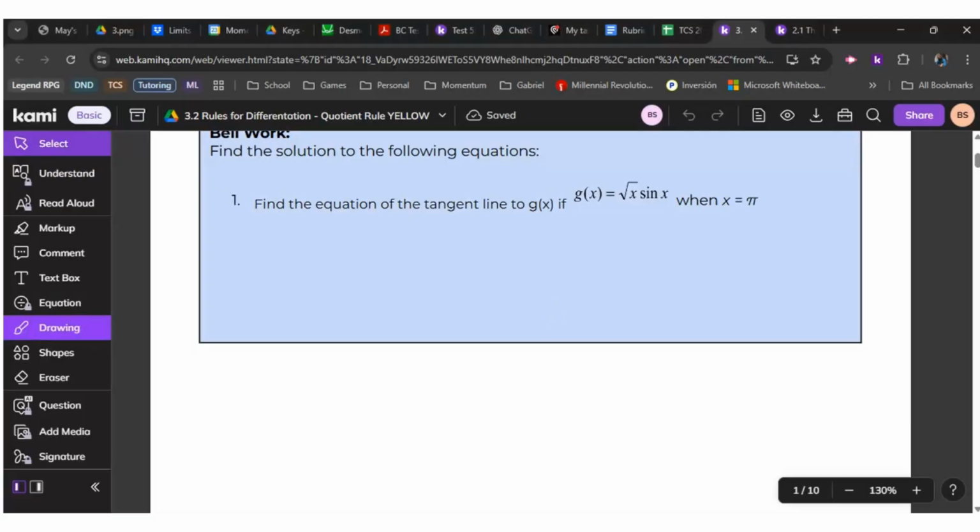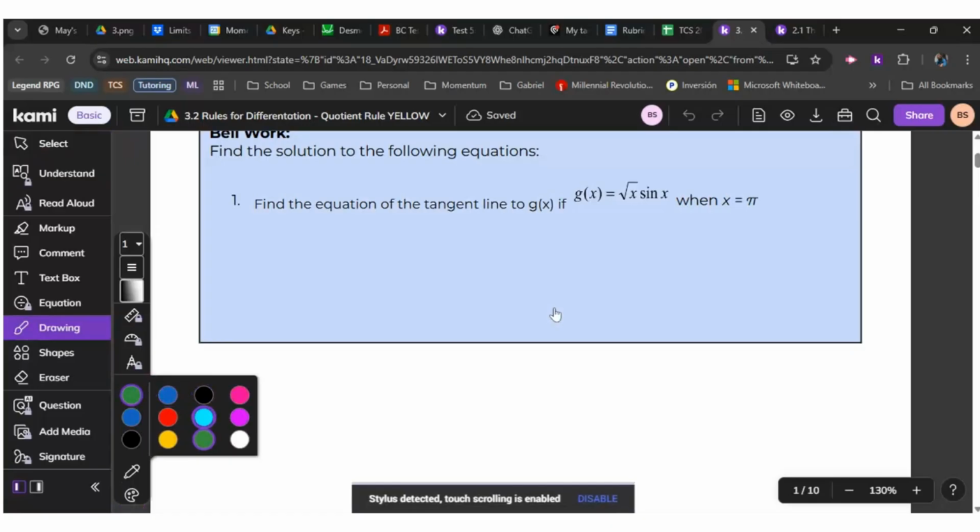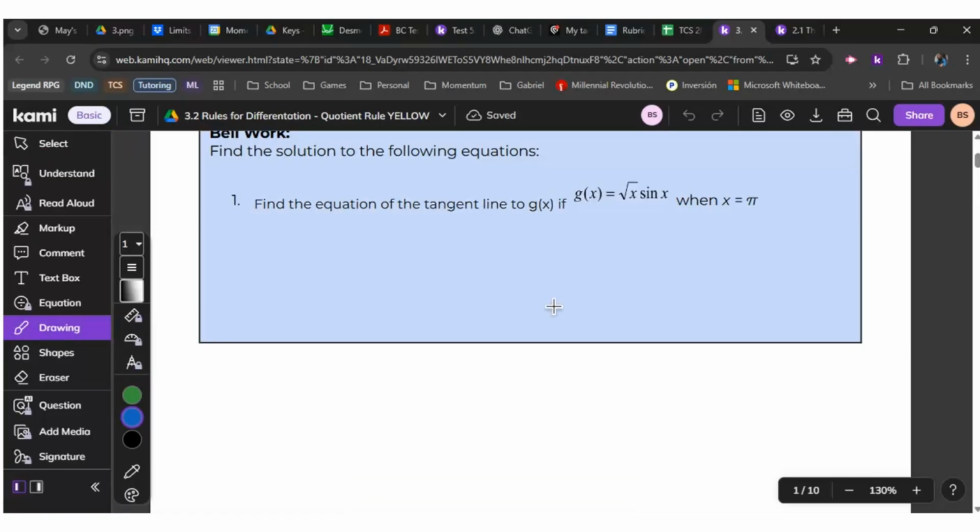All right, so let's find the equation of the tangent line. Let's do some bell work. Of g of x when g of x is this thing here at pi. Okay, so first thing I need to do is I'm going to need POT and SOP. My POT is going to be pi. What's the sine of pi? So anything times 0 is 0. Then my SOT, which means I need to find the derivative first, right?